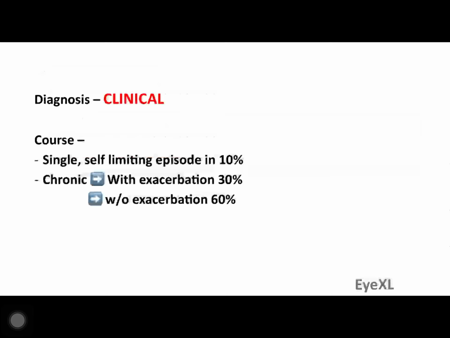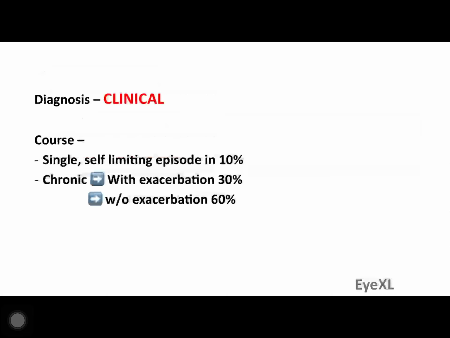The course of intermediate uveitis is very favorable. About 10% of cases show only a single and self-limiting episode, which means it resolves on its own with or without any medications. However, 90% of the cases undergo a chronic clinical course. So 30% of such cases will show one or more exacerbations.